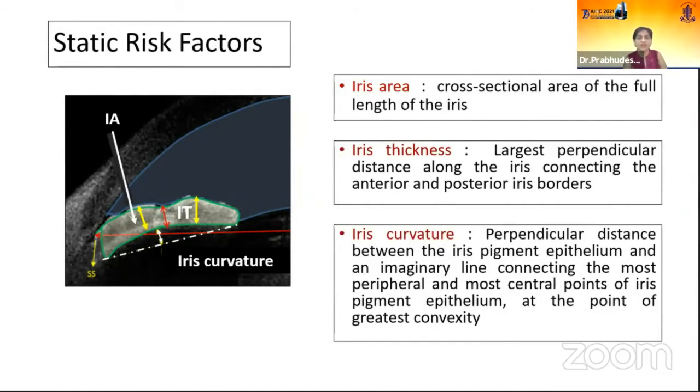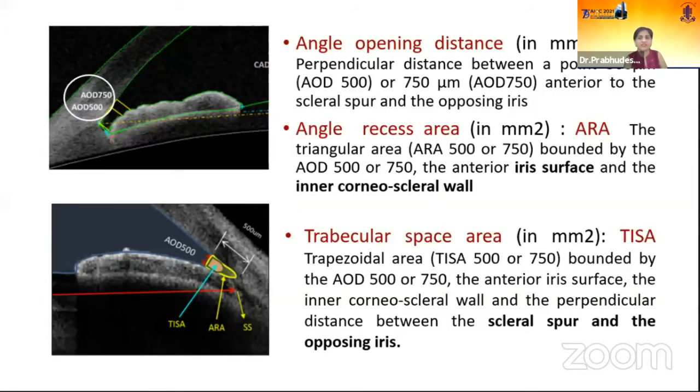So next is angle opening distance. It's in millimeters. This is the distance from a point on the scleral spur across the anterior chamber to the opposing iris. And angle recess area, this is also ARA 500 and 750. It is bounded by the anterior iris surface and the inferior inner corneoscleral wall. Next is TISA, the trapezoidal area 500 or 750, and it is bounded by the AOD 500 or 750, the anterior iris surface, the inner corneoscleral wall, and a perpendicular distance between the scleral spur and the opposing iris. So these are also important.